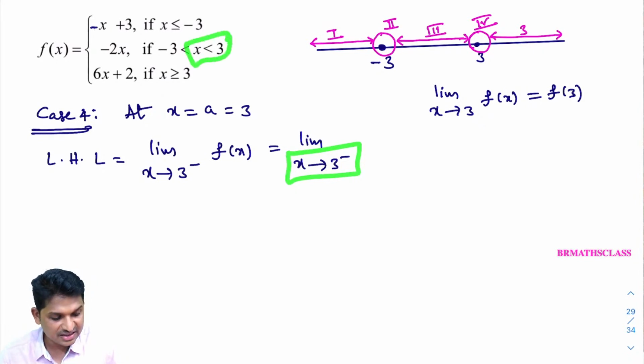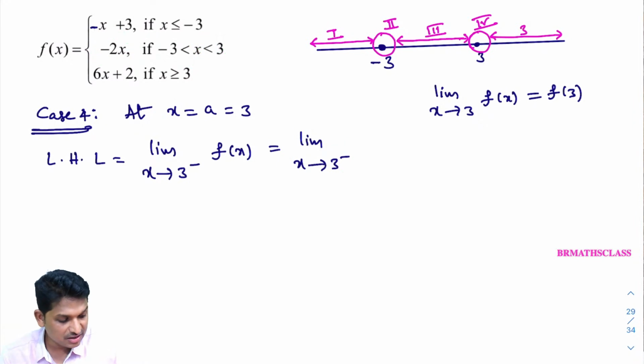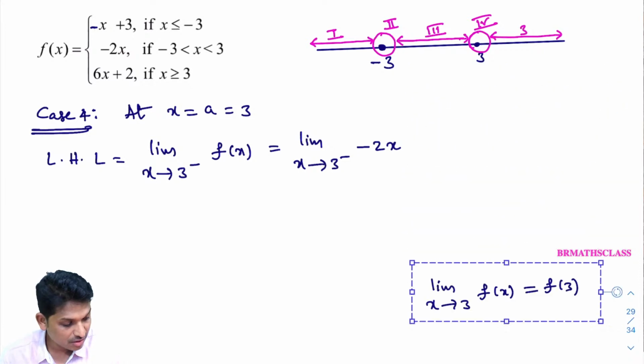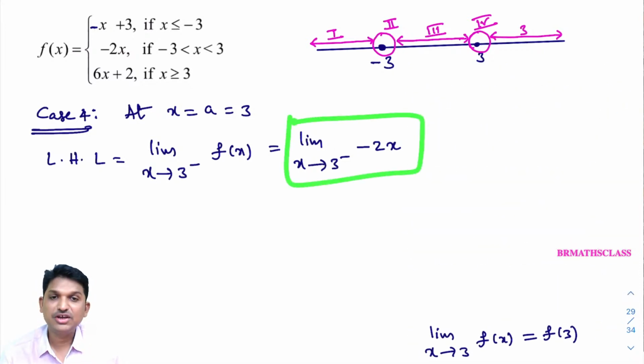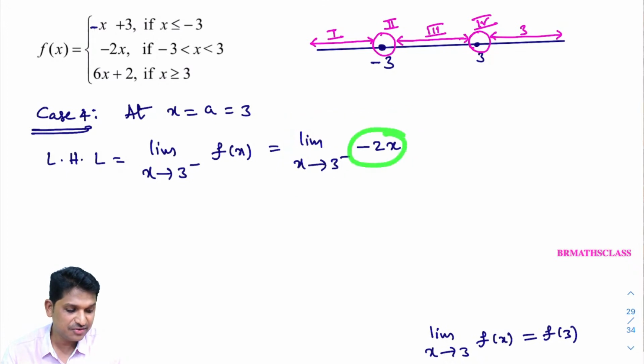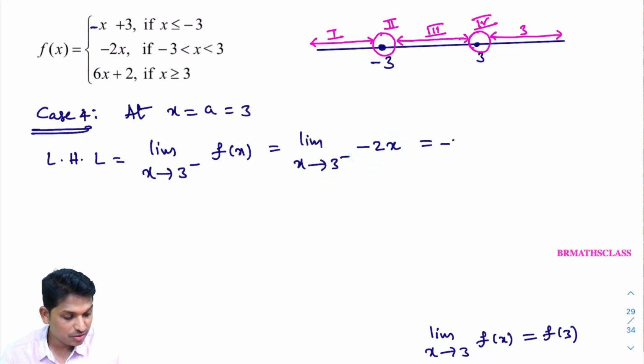When x values are less than 3, which function to choose? We need to choose the second function. It is very clear. So here the function is minus 2x. Now we need to calculate this limit. How will we calculate this limit? We will calculate it by the direct method. What is the direct method? In the given function, wherever x is there, you write 3. So that equals minus 2 into 3, that equals minus 6.